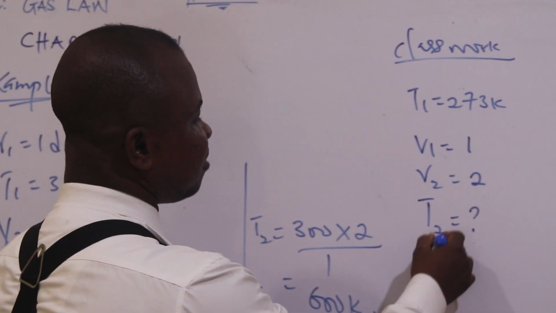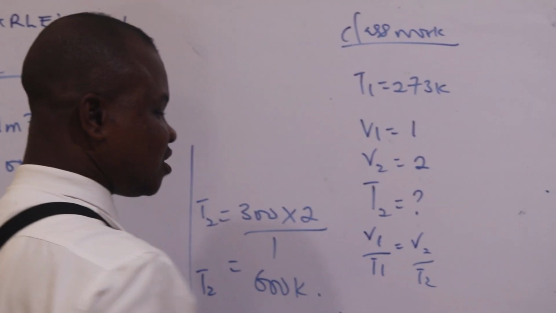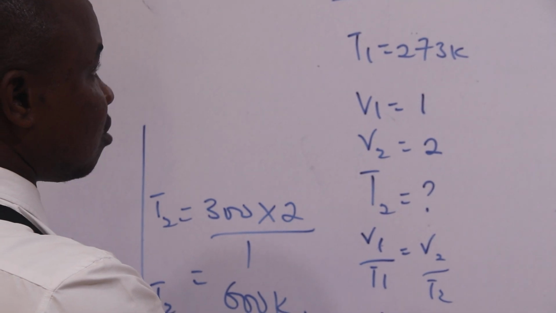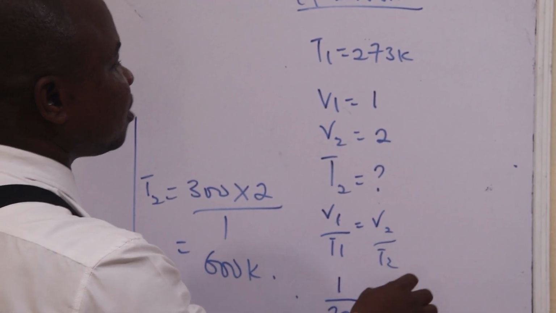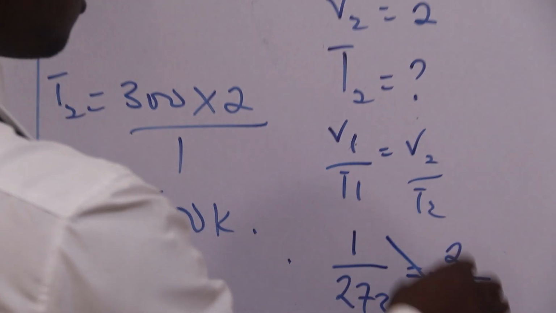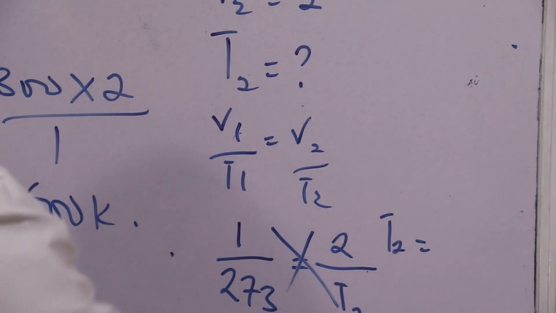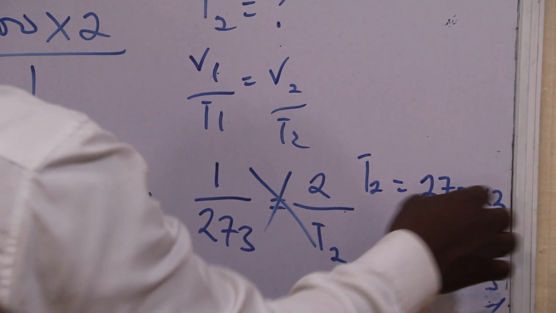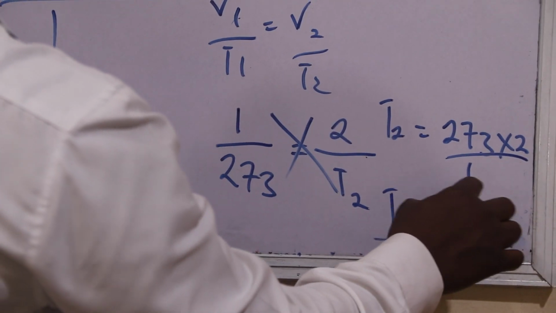So we can use our V1 over T1 equals V2 over T2. When you substitute that value, V1 is 1 over T1, which is 273, equals V2, which is 2, over T2, which is what you are looking for. When you cross multiply, your T2 becomes 273 times 2 divided by 1. So your final answer, T2, becomes 546 Kelvin.